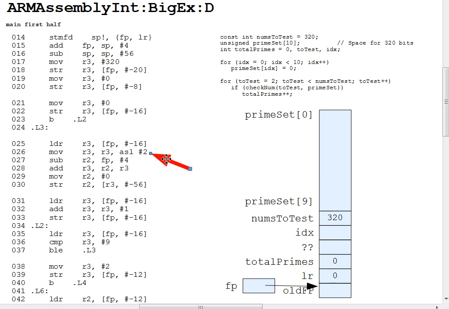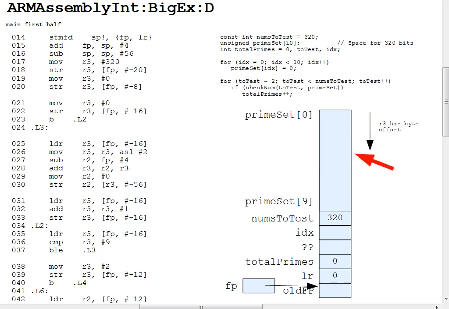The answer is the ASL #2 shift is equivalent to multiplication by 4. So these lines put IDX times 4 into R3. This is the offset in bytes from the start of prime set to get to whichever index is indicated by prime set IDX, because each element of prime set is 4 bytes long. So now R3 holds the byte offset into prime set.